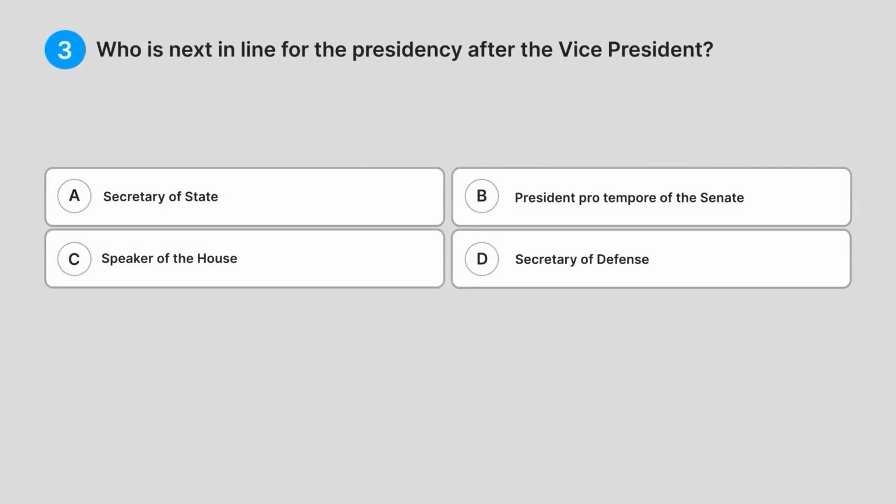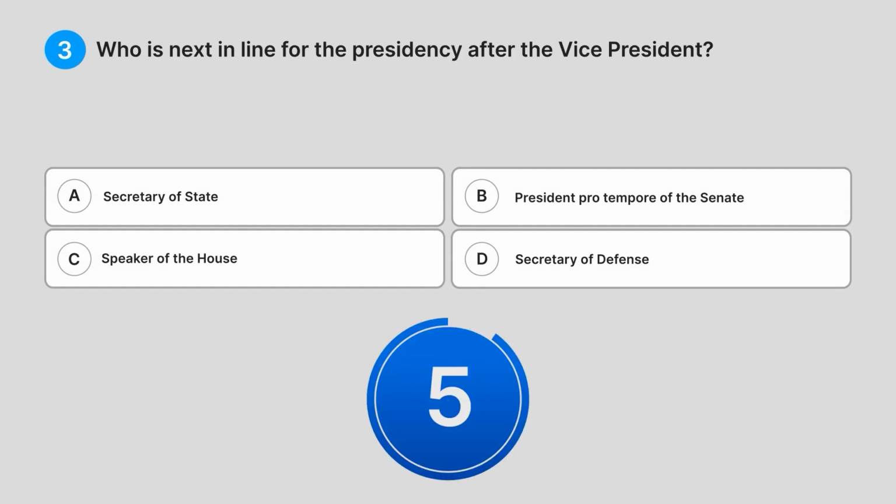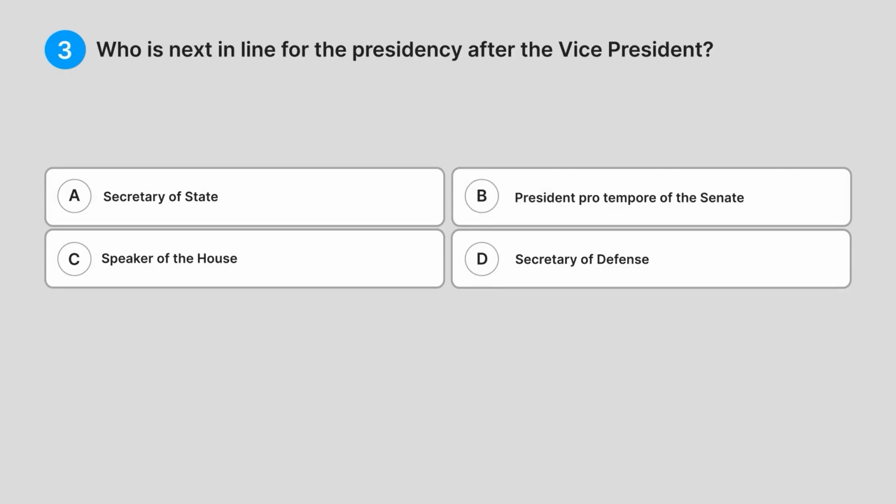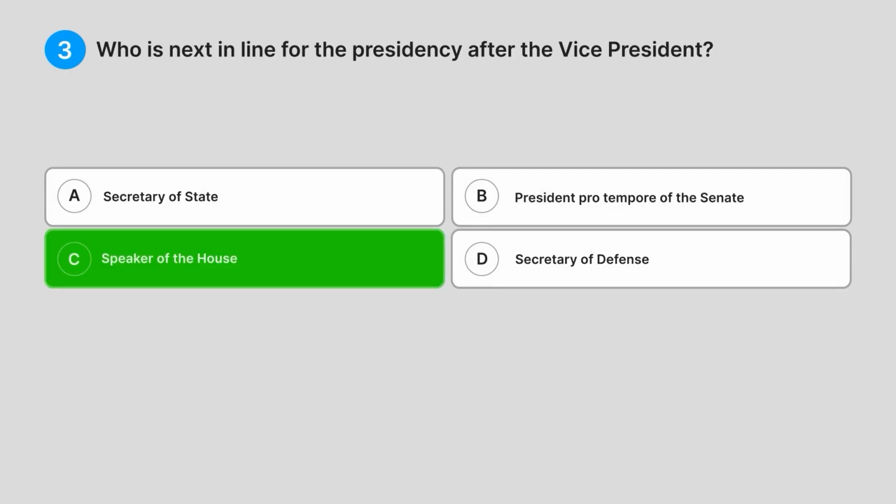3. Who is next in line for the presidency after the vice president? A. Secretary of State. B. President pro tempore of the Senate. C. Speaker of the House. D. Secretary of Defense. Can you guess the answer? Correct answer. C. Speaker of the House.